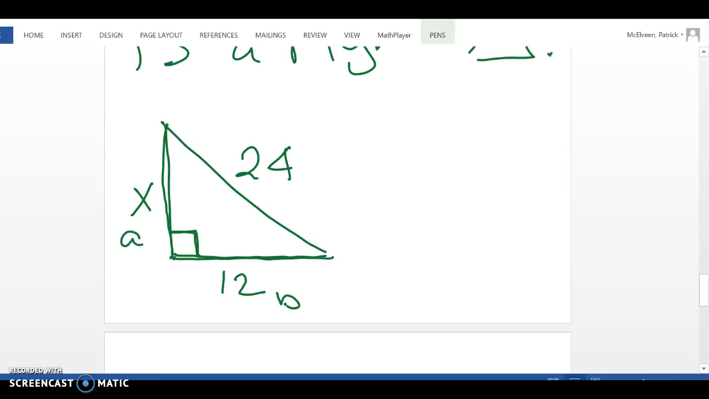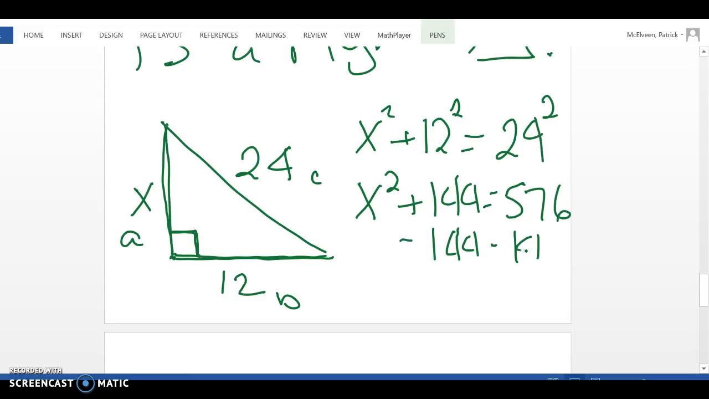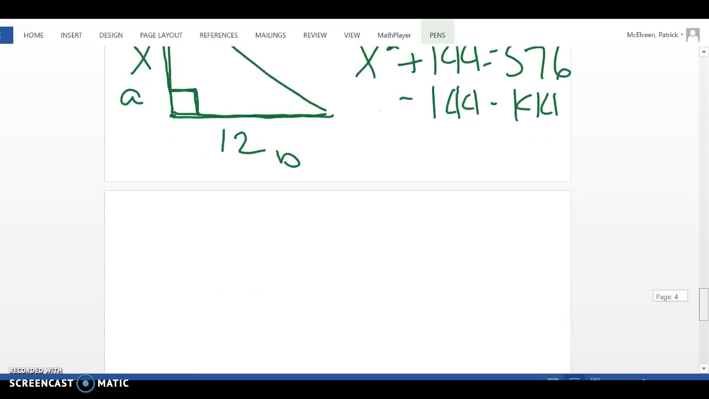I can then say that A, which I know is x squared, plus B, which I know is 12 squared, will equal C, which I know is 24 squared. And then I can calculate those and find the missing value for x. So if we square our numbers, we know that 12 squared is 144, 24 squared is 576. Subtract 144 from both sides, solving this equation for x. We find that x squared is equal to 432.